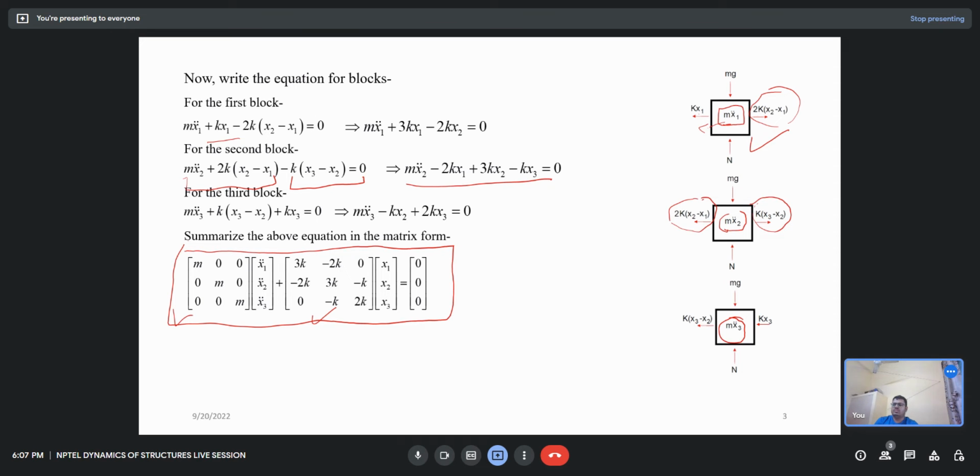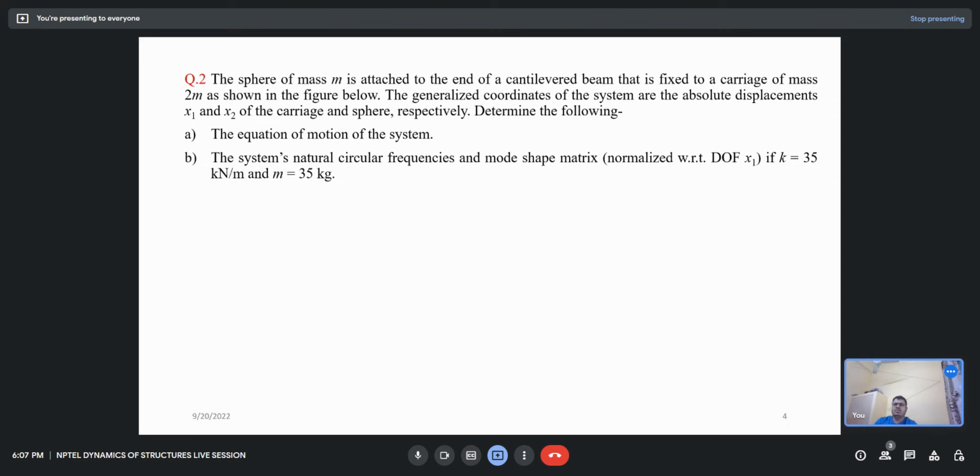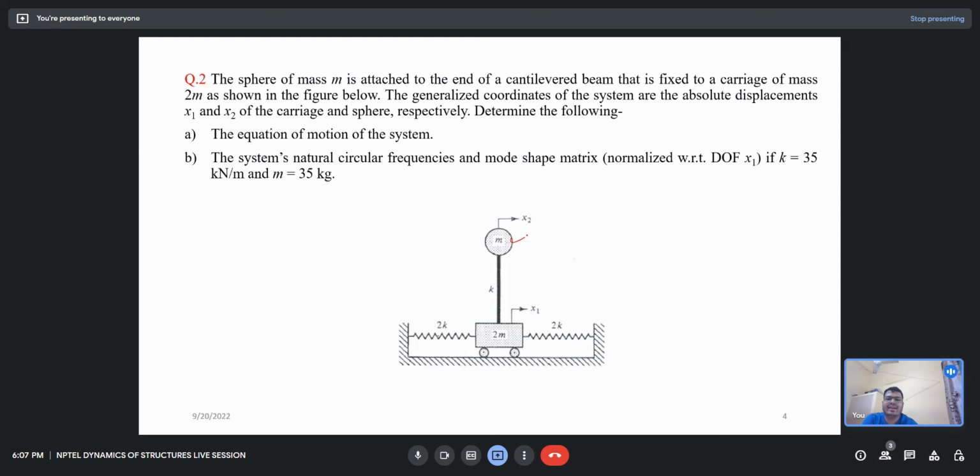Okay, so now we are moving to another question, in which a sphere of mass m is attached to the end of a cantilever beam. This cantilever beam is fixed to the carriage of mass 2m. In the figure, the generalized coordinates of the system are x1 for this carriage and x2 for this mass m. Respectively, determine the equation of motion.